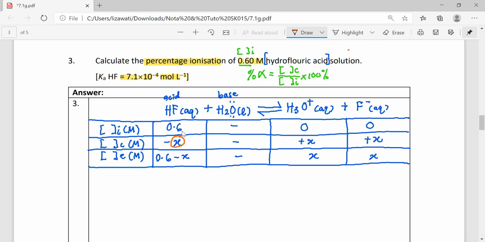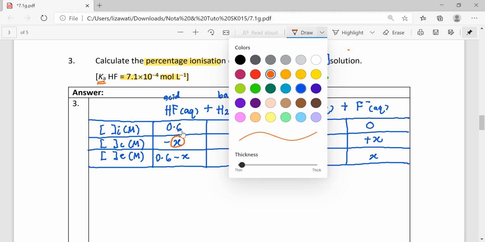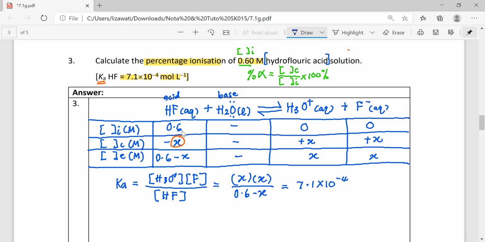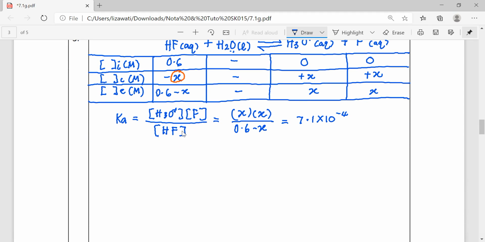So how to solve this problem? Then we have to use the Ka value. The next step, we have to write the Ka expression. Ka, remember, is the concentration of the products divided by the concentration of the reactant. Water, remember, is not included in the Ka expression since it exists as a liquid. Next, substitute. When the Ka value is on the order of 10 to the negative 4, then we have to perform the 5% test.